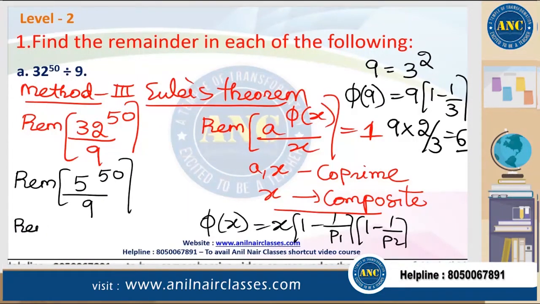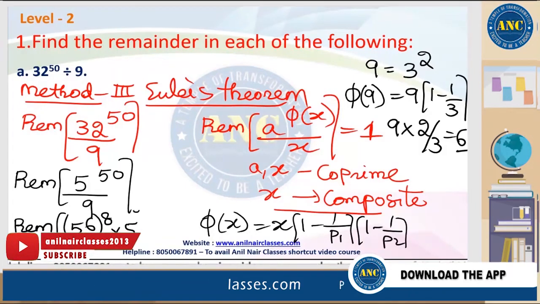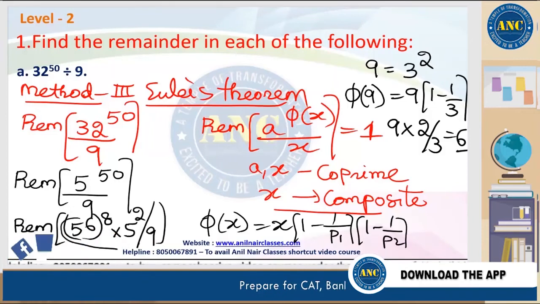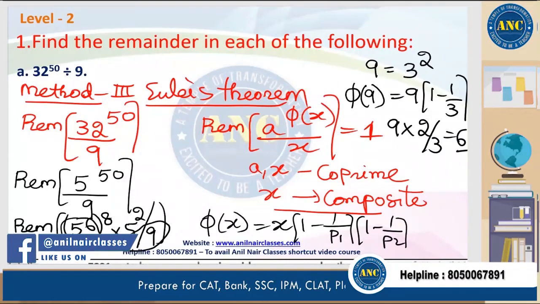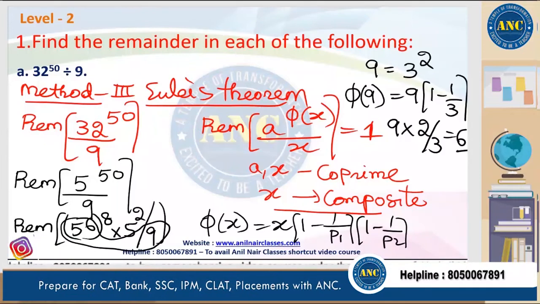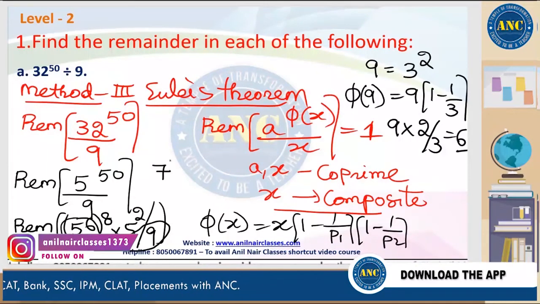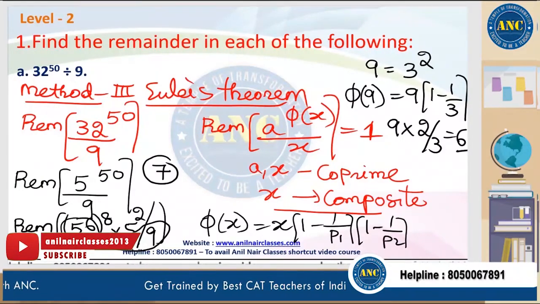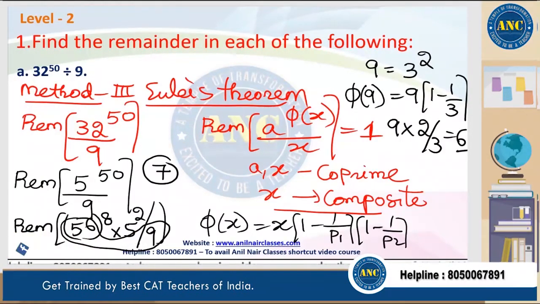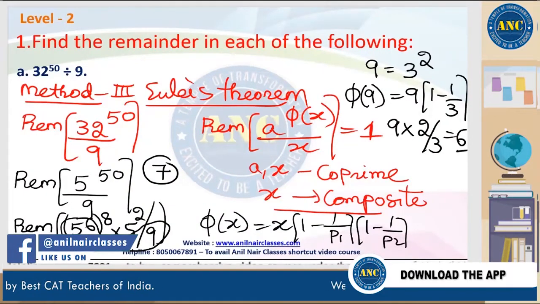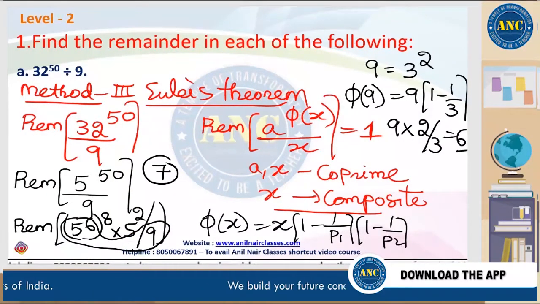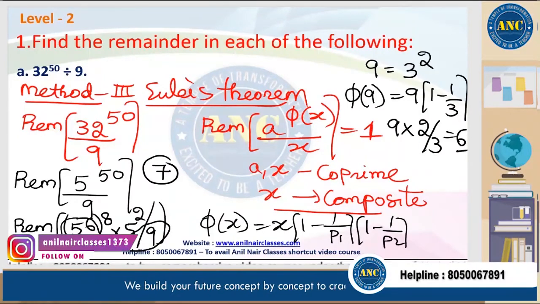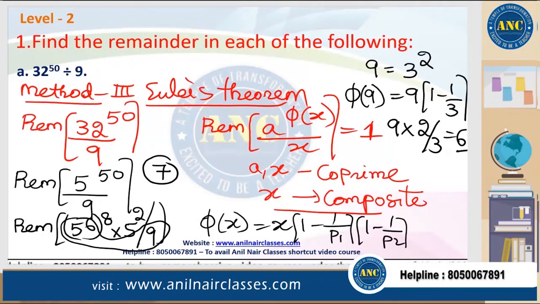So directly, 5 power 6 gives 1. 5 power 50 is 5 power 6 power 8 into 5 square divided by 9. Directly it is 1. 5 square divided by 9, 25 divided by 9. 9 2s are 18, positive remainder is 7. I hope the idea is clear. Euler's theorem is used when the denominator is a composite number. Phi of x is a quotient function. If the denominator is a composite number, write it as a power of prime bases and find how many are not divisible.